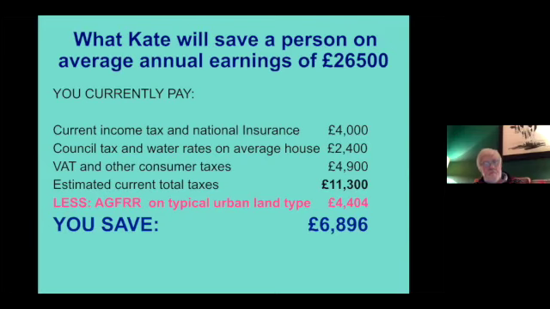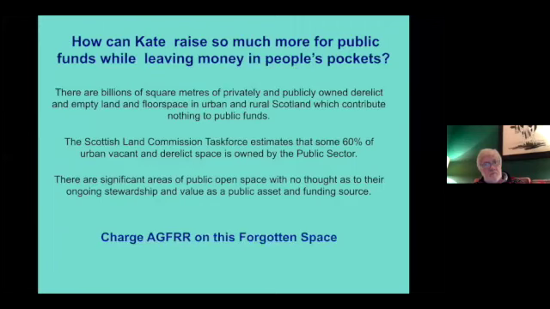A staggering £6,896. And that's before each occupant receives a UCI of £10,000. You must be wondering where all this extra money is coming from when people will save so much from their current tax liability. It's quite simple, but also remarkable.